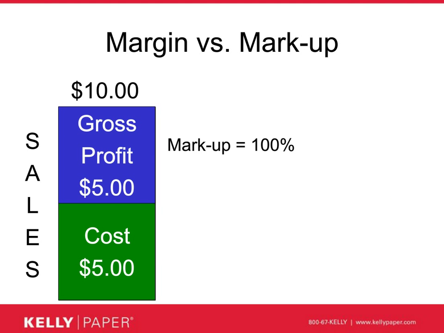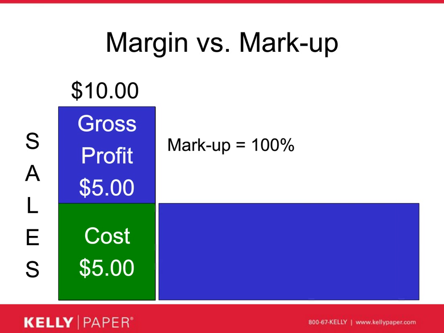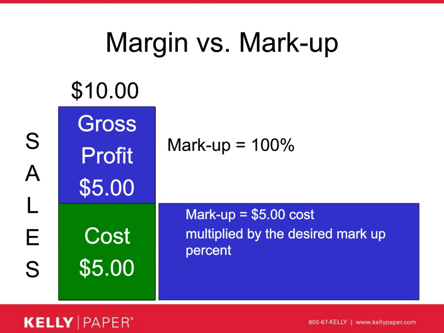Now let's calculate the markup for this illustration. To do this, we take the cost of the product and multiply it by the desired markup percentage, so that $5 times 100% equals $5. Then we add the $5 resulted markup to the starting cost for a result of $10.